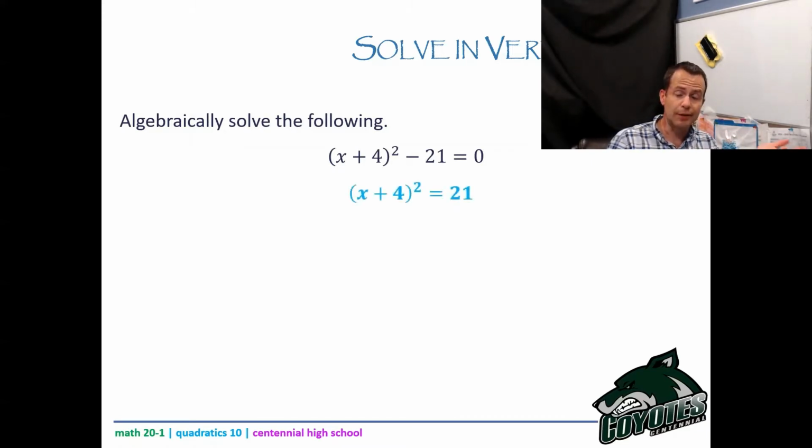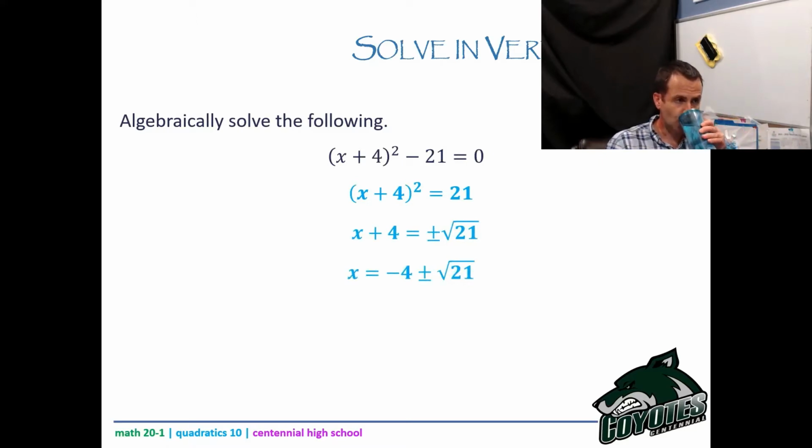Okay, so now that I've added 21 to both sides, I can take the square root of both sides. So that'll be x plus 4 equals plus or minus root 21. And then just subtract 4 from both sides. So x is negative 4 plus or minus root 21.